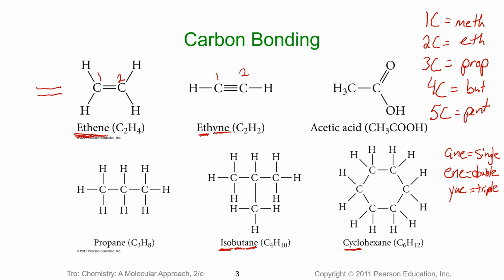If we were going to draw ethyne, it would just be 3 parallel lines representing the triple bond.